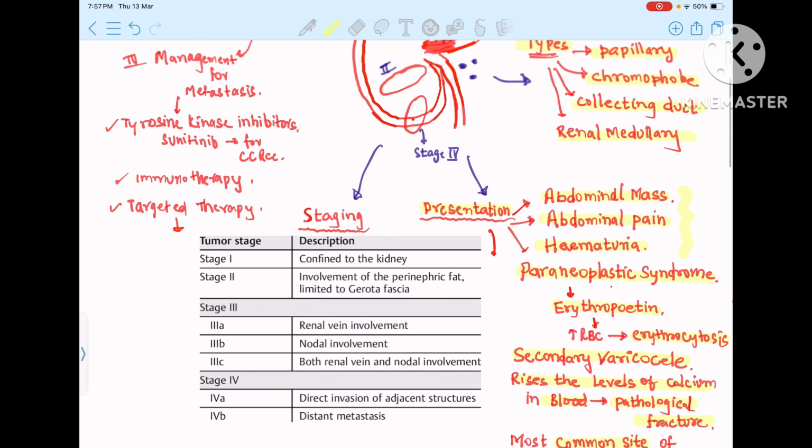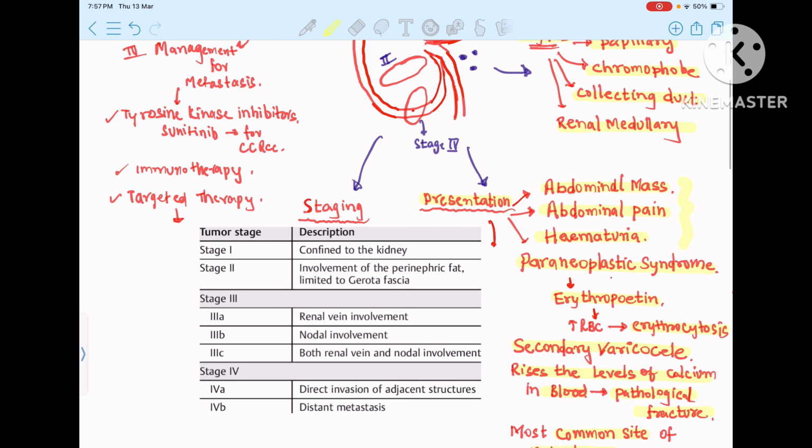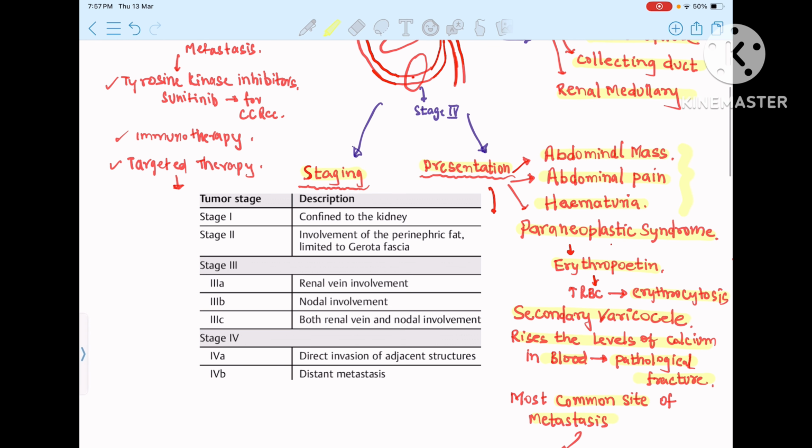Next, we now move on to the staging of renal cell carcinoma. So here we have stage 1, which is confined only to the kidney. Stage 2 is involvement of perinephric fat, but it is limited to Gerota's fascia. Now stage 3, it is divided into 3A, 3B, 3C. In 3A, there is only the renal vein involvement.